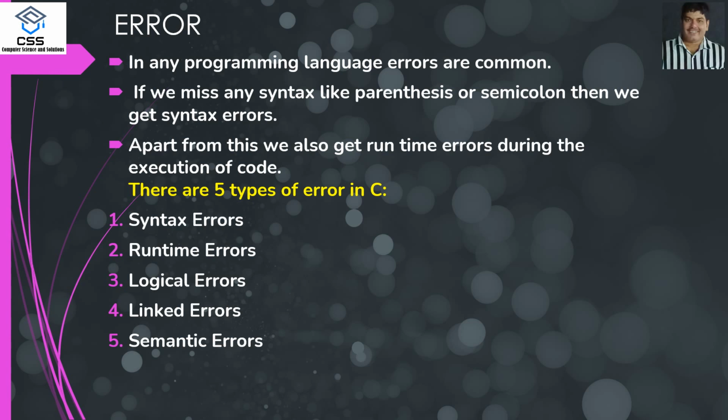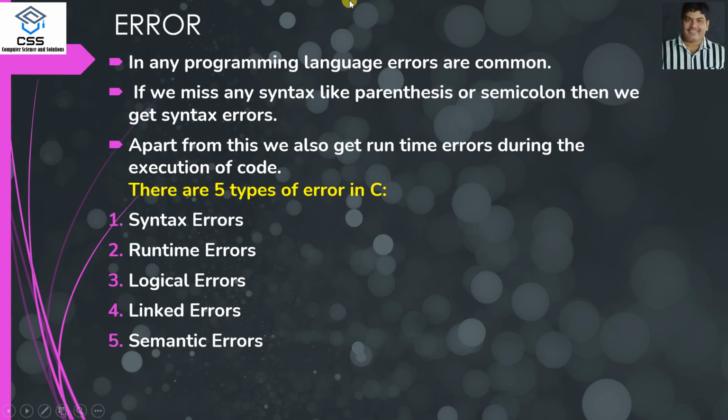With some kinds of error, the program might execute, but you will get an erroneous result, which is meaningless. So what is an error? An error is nothing but a mistake in your programming, either a syntactical mistake, a logical mistake, a runtime mistake, a semantic mistake, or a link mistake, sometimes termed a linking error.